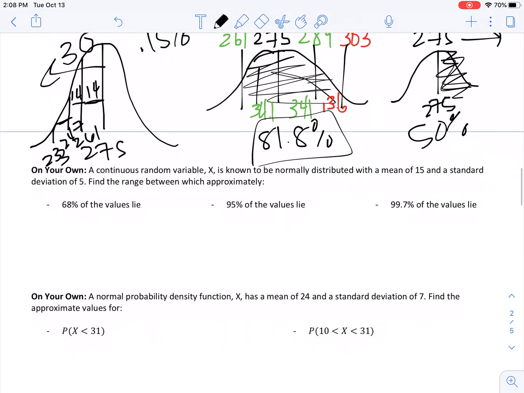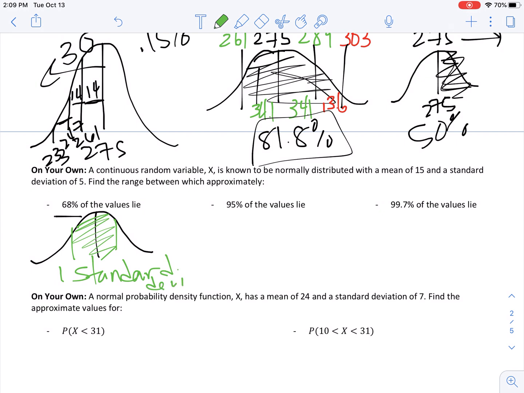Okay, you guys were supposed to try this one. A continuous random variable x is known to be normally distributed with a mean of 15 and a standard deviation of 5. Find the range between which approximately 68% of the values lie. Okay, this one is you're visually thinking about what's happening. So 68%, if you were to draw your picture, if you go back to where we were before, that's going to be like this, right? So that is one standard deviation. So that's where 68% of them lie, okay?